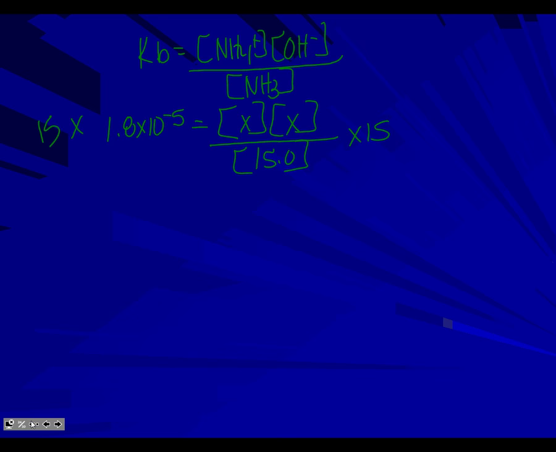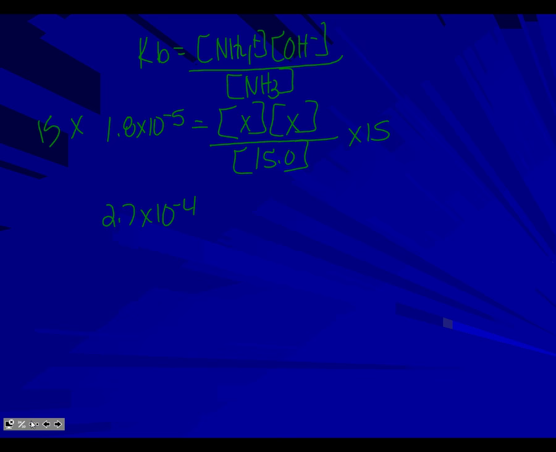Okay, and so we are able to start plugging in. Our Kb is 1.8 times 10 to the negative fifth. Ammonia is x, hydroxide is x, and our ammonia was 15. So we'll go ahead and solve. The first thing we're going to do is multiply both sides by 15. That's going to give us 2.7 times 10 to negative fourth.